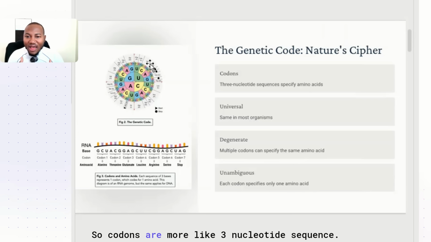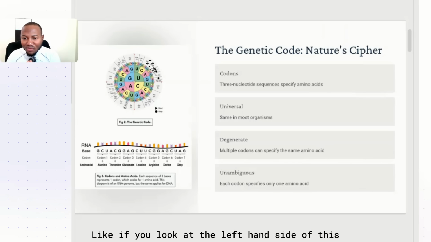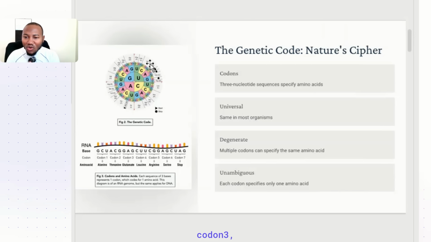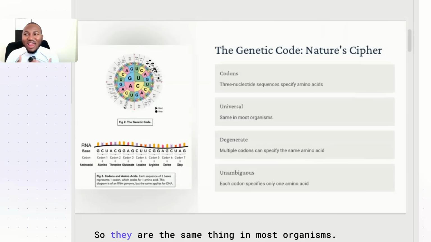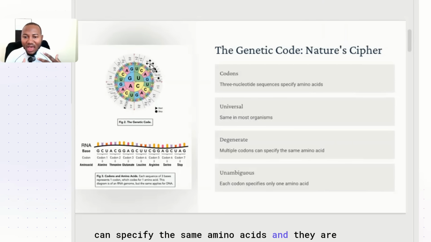So codons are more like a 3 nucleotide sequence, right? And they specify a certain amino acid. Like if you look at the left-hand side of this diagram, you see codon 1, codon 2, codon 3, codon 4 with their respective amino acids. You see that there are 3 nucleotide sequences. All right? Okay. Another thing is that codons are universal, so they are the same in most organisms. They are degenerate, meaning multiple codons can specify the same amino acid, and they are unambiguous, meaning that they are very specific and simple.